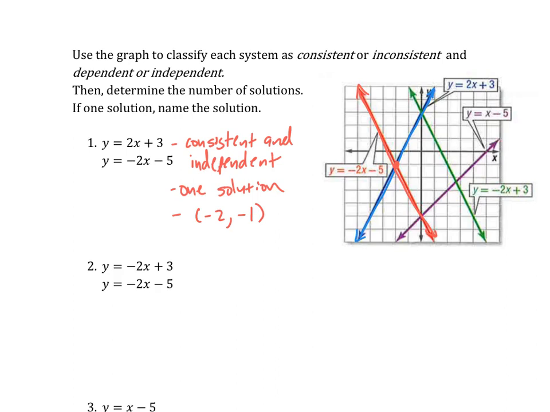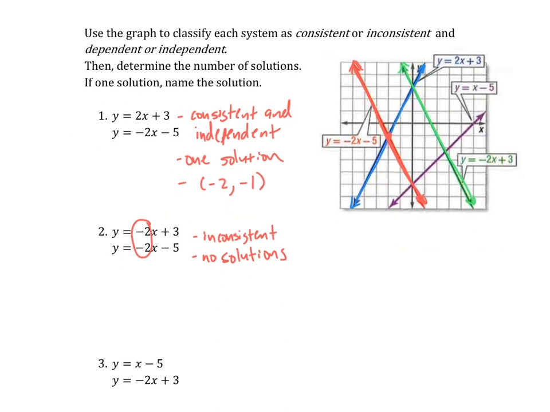Now for this next one, we have y equals negative 2x plus 3. Okay, that's this green line here. And y equals negative 2x minus 5 is this red line here again. Okay. And those two lines look like they're parallel, and in fact, they have the same slope, so we know that they are parallel. So they are going to be inconsistent. Okay, they're never going to cross because that's a property of parallel lines. They're going to have no solutions. Okay, and that's it for that one.